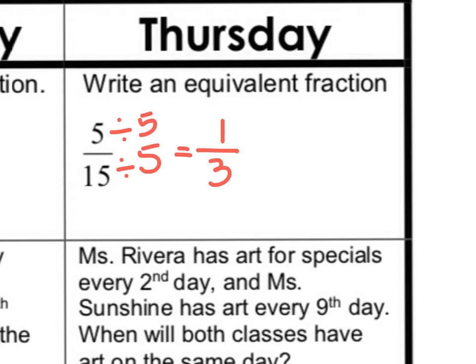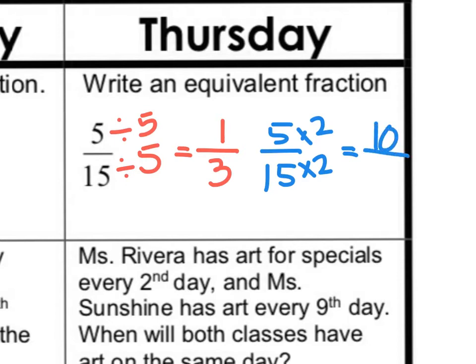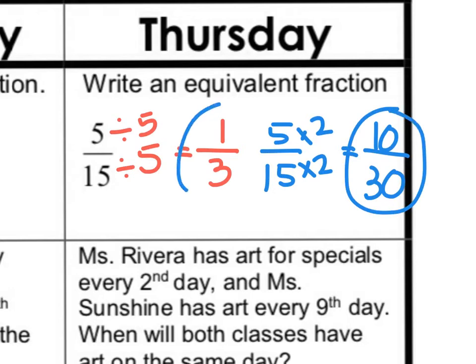Another thing you could do is multiply both of them by the number 2 or 3 or 4. It doesn't really matter. And 5 times 2 is 10. And 15 times 2 is 30. So we know that 10/30ths, 1/3, and 5/15ths are all the same, just written differently, so they're all equivalent fractions.